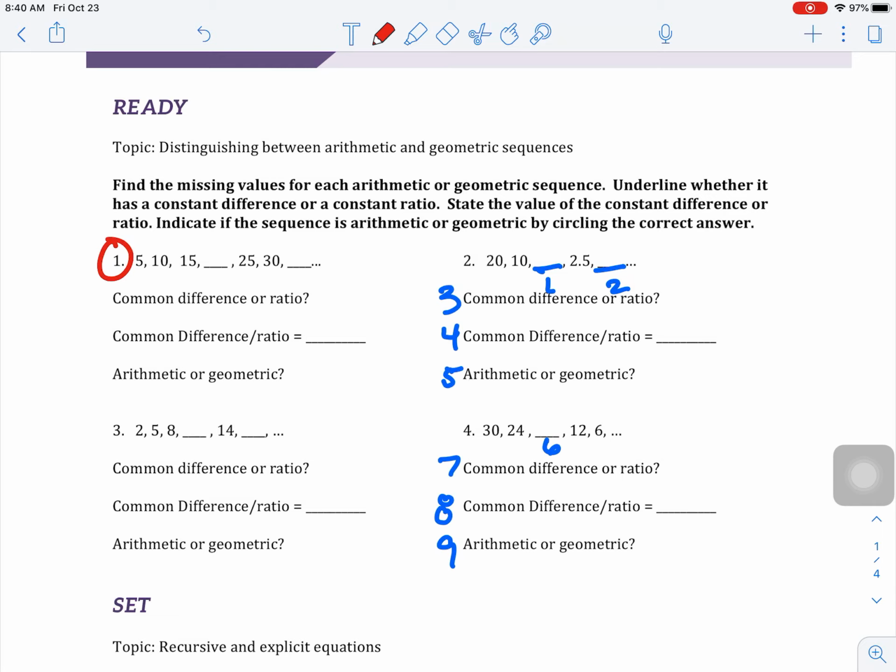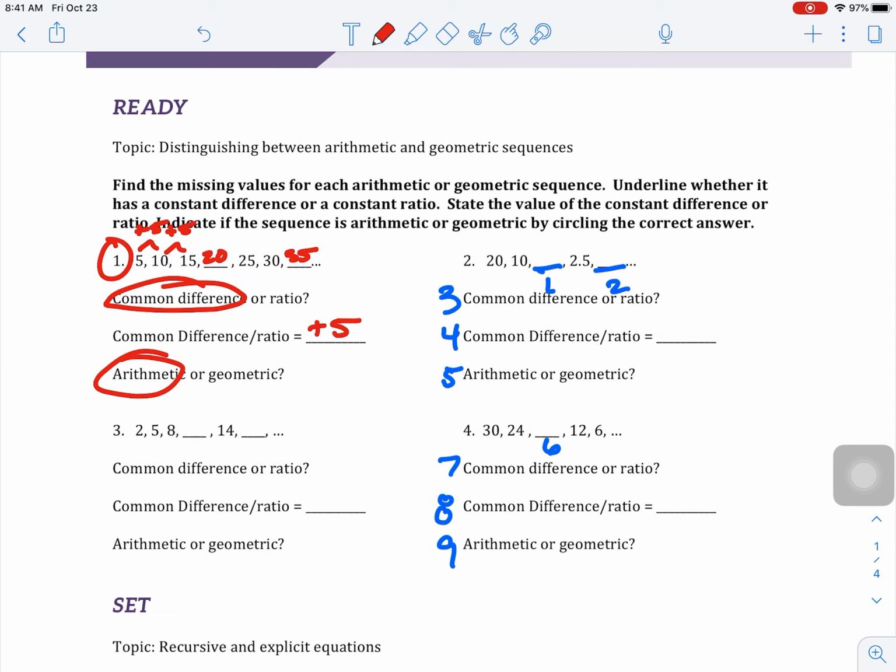And so I have to figure out what's happening between 5 and 10, 10 and 15, and this one sounds a lot like skip counting, so I'm thinking it's adding by 5. So this space would be 20, 25, 30, 35. And since it's adding 5 each time, then it has a common difference. And that common difference is plus 5.